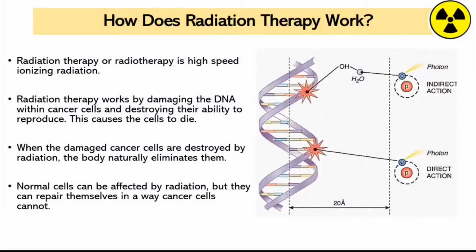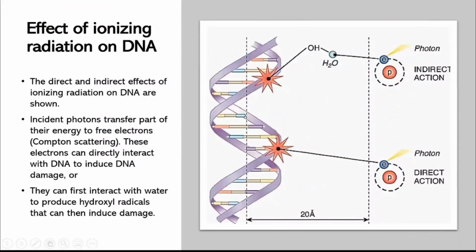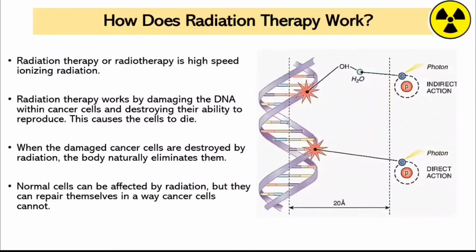And how does radiation therapy work? We just learned that radiation is bad for the DNA, but the radiation therapy works because it damages the cancer cells. They kill the cancer cells, and that results in them getting eliminated. However, it does destroy some of the good cells too. But when there is a mutation in the normal cells, they can repair themselves.